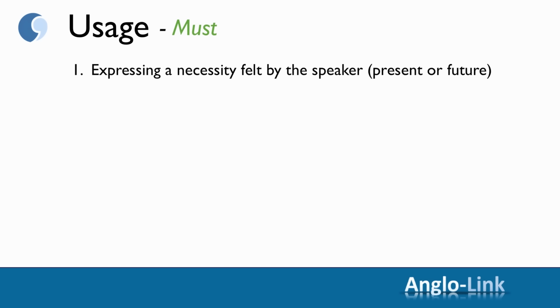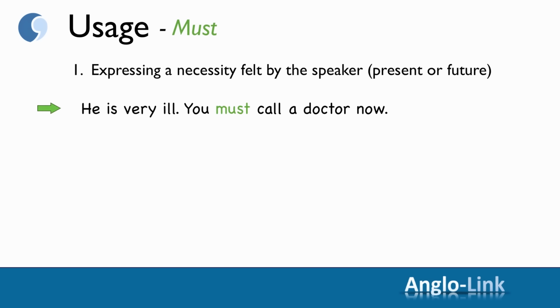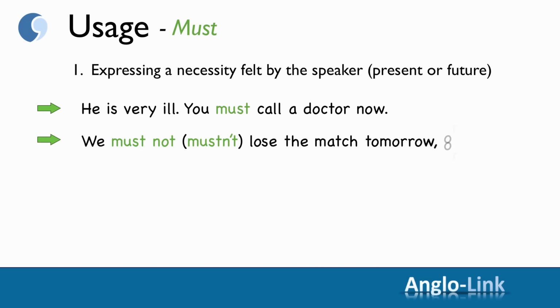Right then, let's move on to must. The first usage is expressing a necessity felt by the speaker. We use must for the present and future tenses. For example, he is very ill. You must call the doctor now. We must not lose the match tomorrow, or we will be out of the tournament.